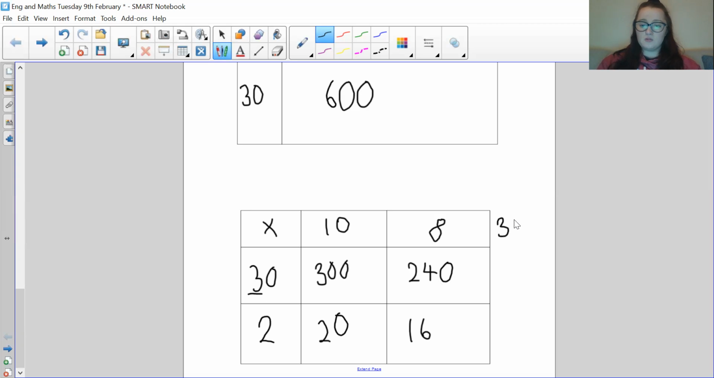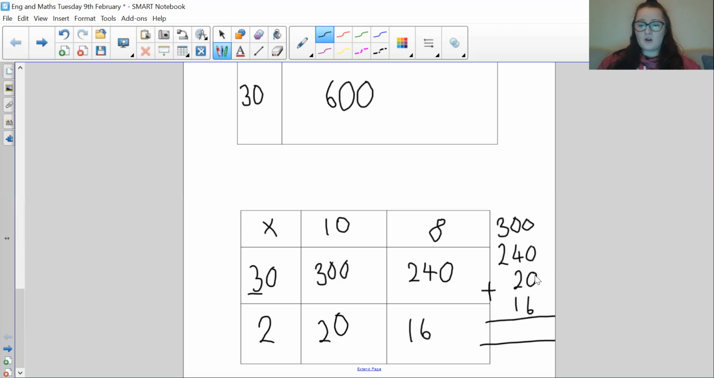So I've got my 300. Miss Dunn's trying really, really hard with her place value columns because it's tricky on the computer. And then I've got my 240. And I've got my 20. There we go. And then I've got my 16. And what calculation do you think I'm going to be doing, year 3? I'm going to be adding, aren't I? So I'm going to put my add there.